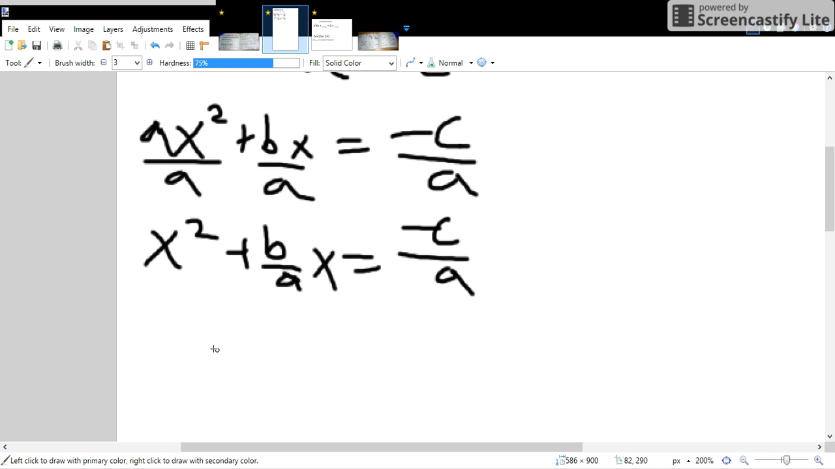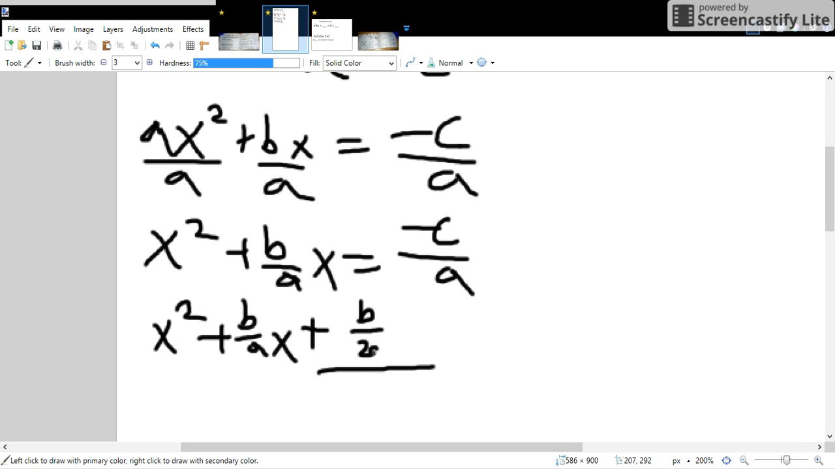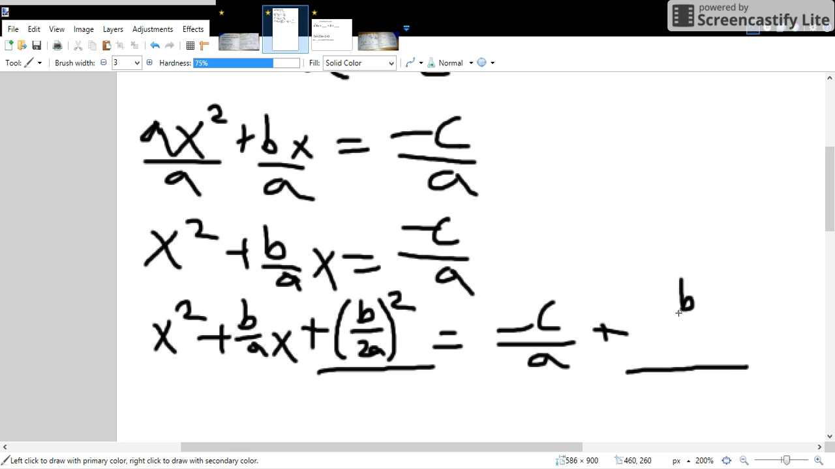So from there, you want to add your b over 2a squared to both sides. So you have x squared plus b over a x plus b over 2a squared, and then that equals negative c over a plus your b over 2a squared.